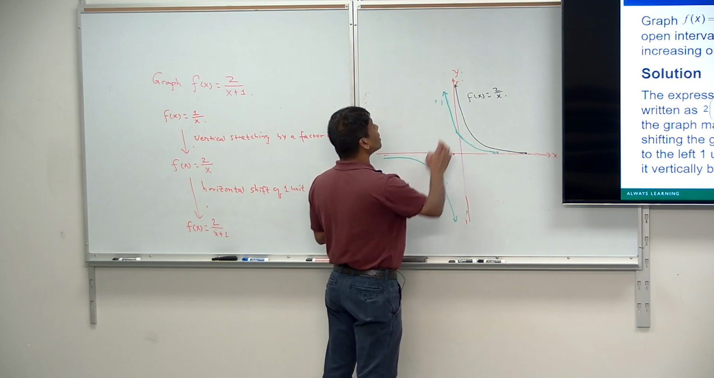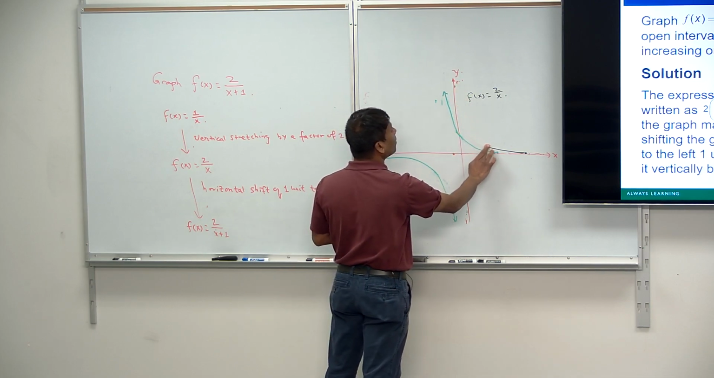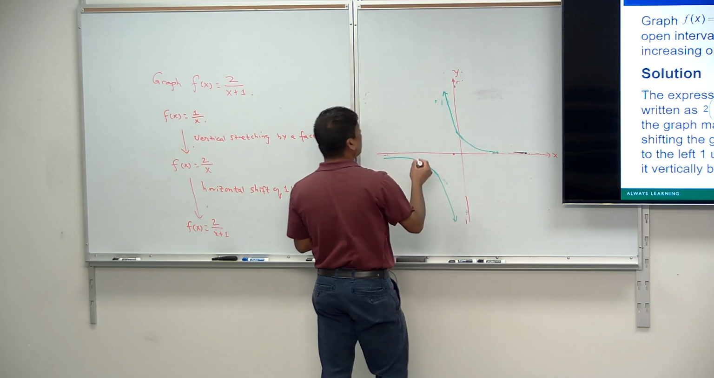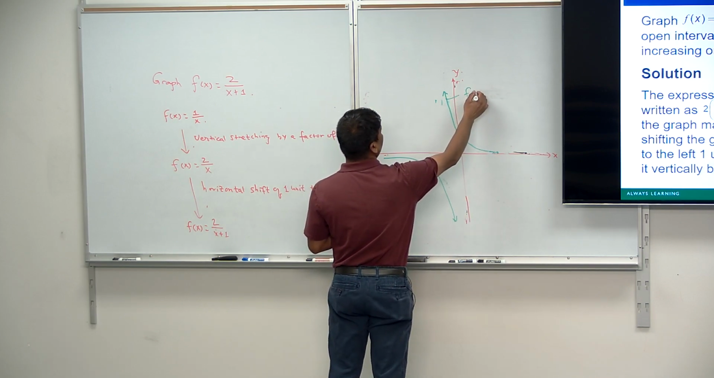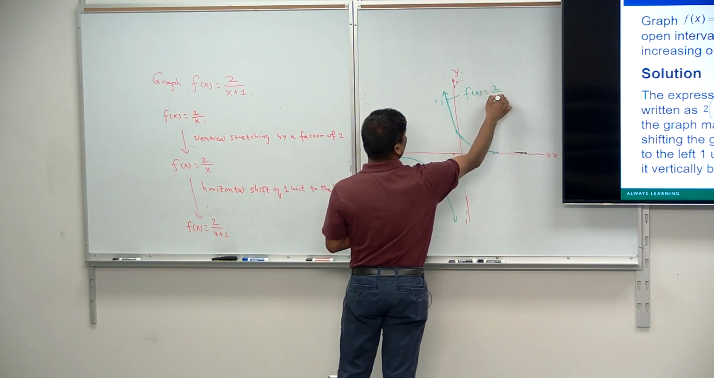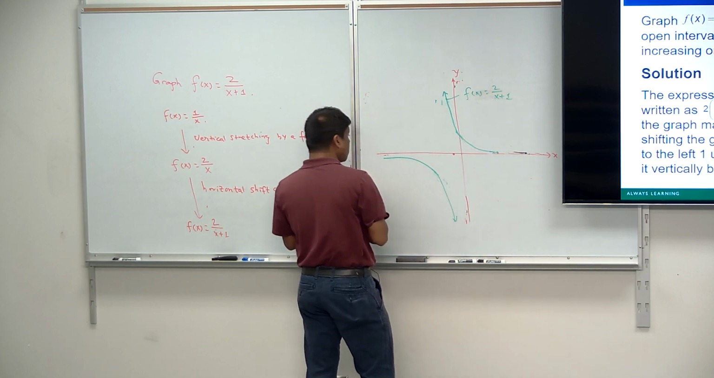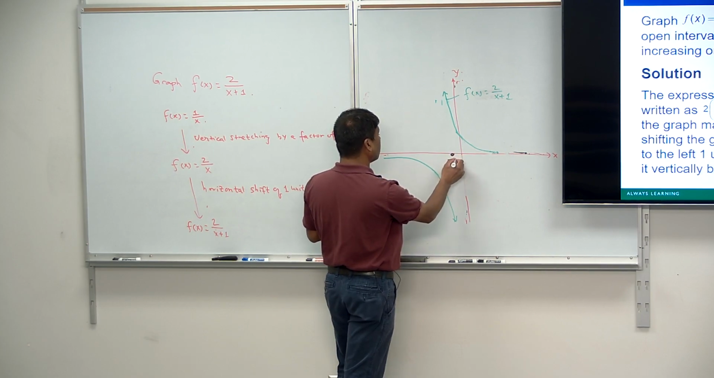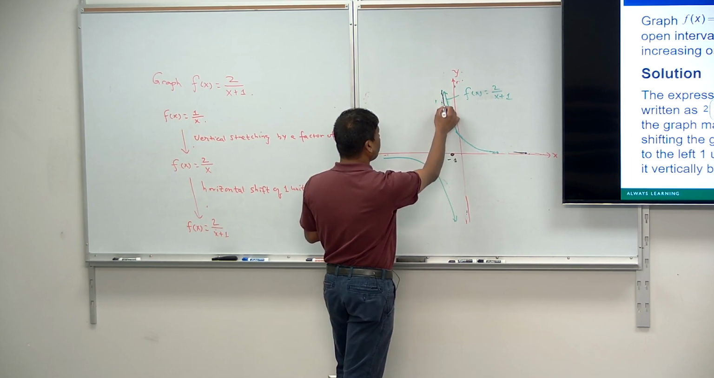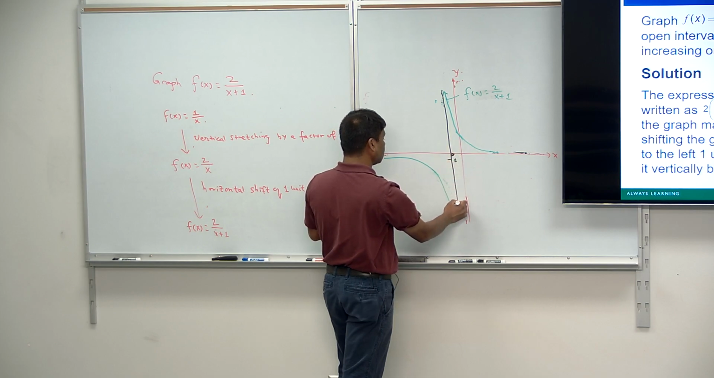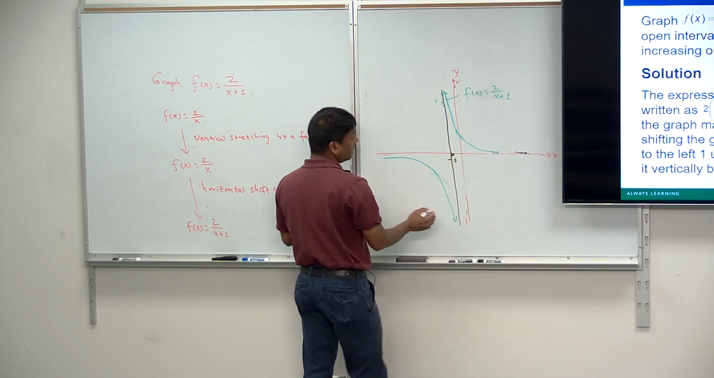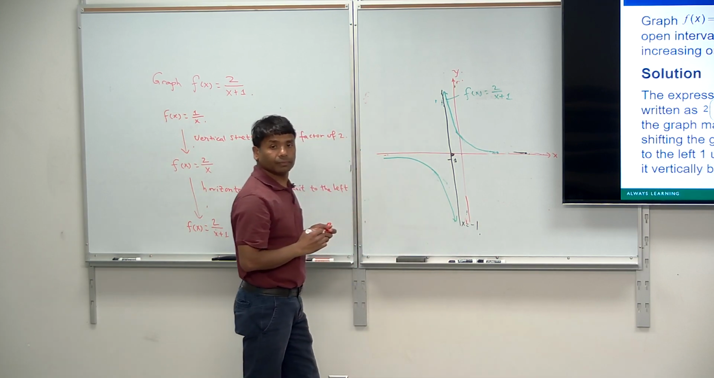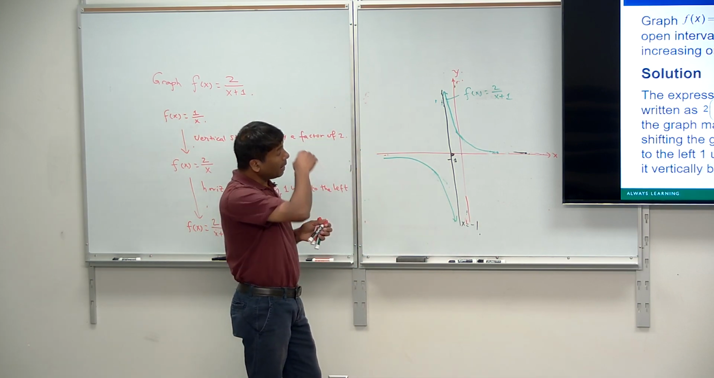So now this green one is the graph of f(x) equal to 2 over x plus 1. So this is the graph of f(x) equal to 2 over x plus 1, and it's shifted 1 unit to the left. So if this is your x equal to negative 1, you see, this is gonna be something like this. So this is the line x equal to what? Negative 1. That makes sense?